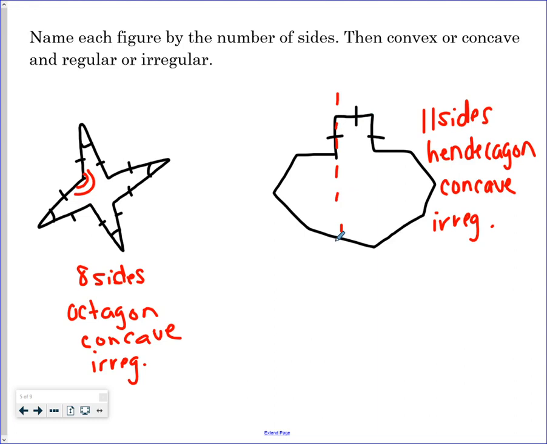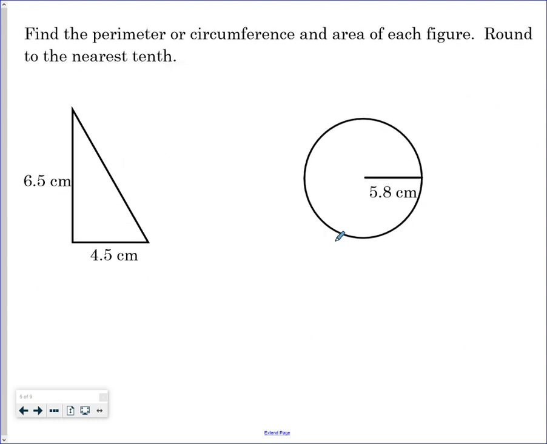Anyone still need that page? Okay, here we go. Find the perimeter or circumference and area of each figure. Round to the nearest tenth. So what I'm going to do is tell myself that that's what I'm looking for. Instead of perimeter here, what am I going to call it? Circumference and area, right? In geometry, a lot of times you're finding two answers, not one. So I like to do that so I don't forget to go back and find the other one.